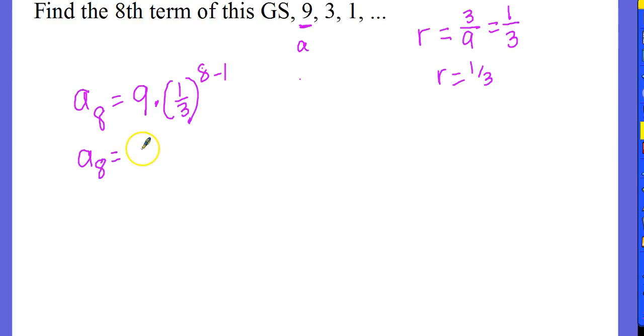Thank you. Okay, so we're going to take our A, we're going to take our R, I should have pressed pause. We're going to plug it into the formula, and we're going to find the 8th term, and we get the answer 1/243, which is really tiny. Exponential growth or decay? Decay, you got it.